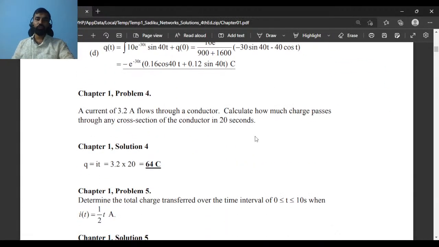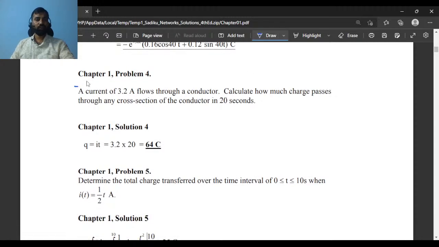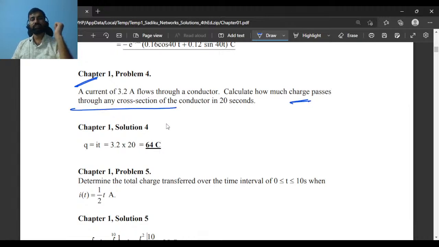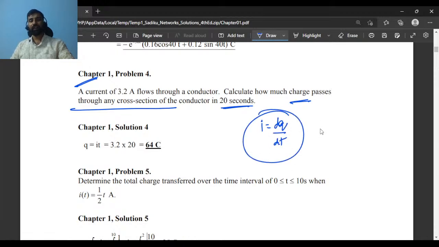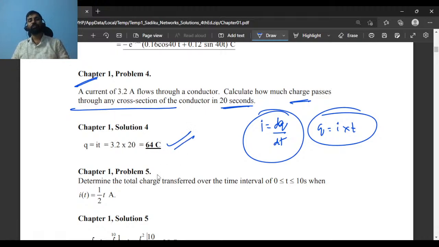Okay, and now you will get the word problem here. This is problem four, and they have written that a current of 3.2 ampere flows through a conductor. Calculate how much charge passes through any cross section of the conductor in 20 seconds. Again, this is just a basic definition. You have to find how much charge. If you know I is equal to dq by dt, you can find from here that q is the current into time. Just multiply, that's it, you will get the answer quickly. You don't have to do anything here.